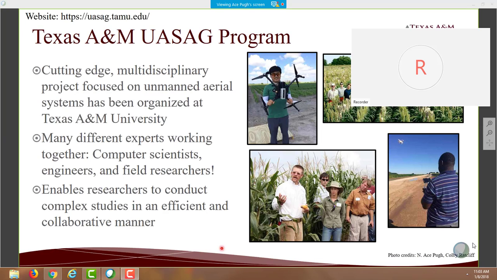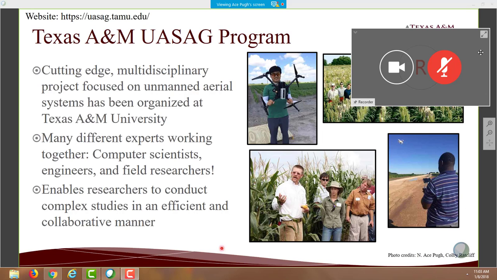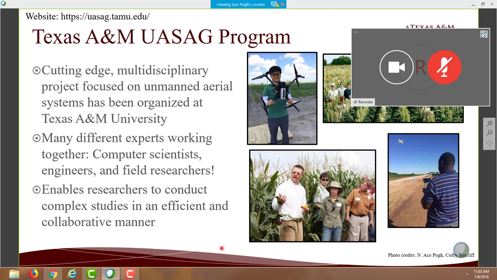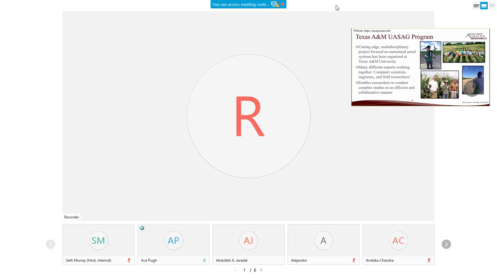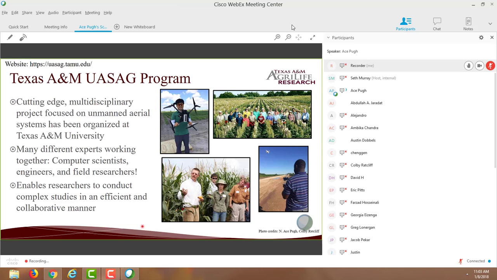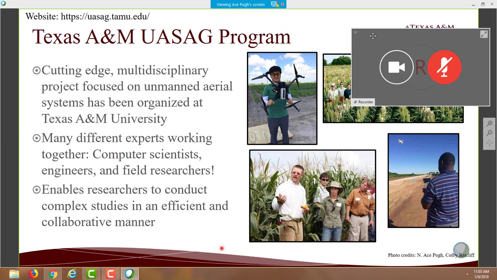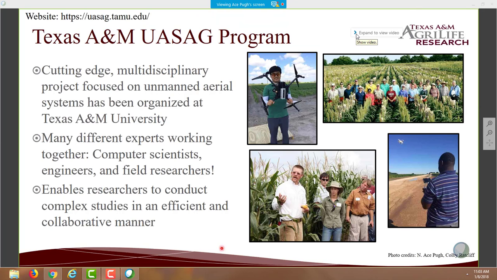So, at Texas A&M, we actually have a large multidisciplinary project that has been organized around unmanned aerial systems. And this project has many different experts working together. This includes computer scientists, engineers, and field researchers that work with them. So this multidisciplinary project has enabled researchers to conduct complex studies in an efficient and collaborative manner.